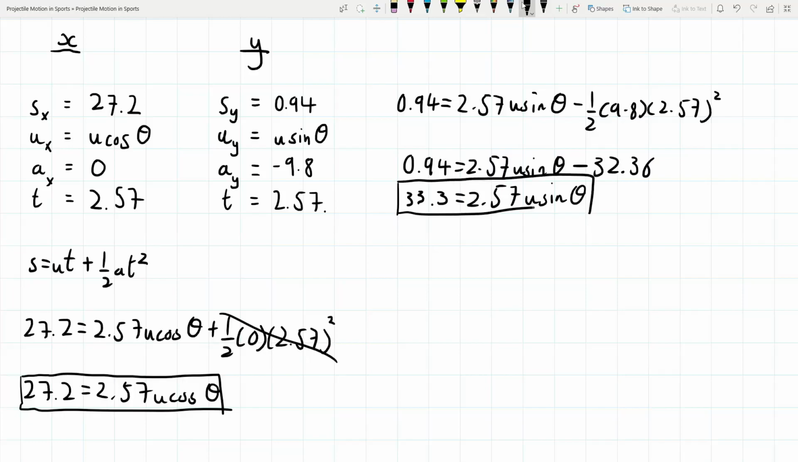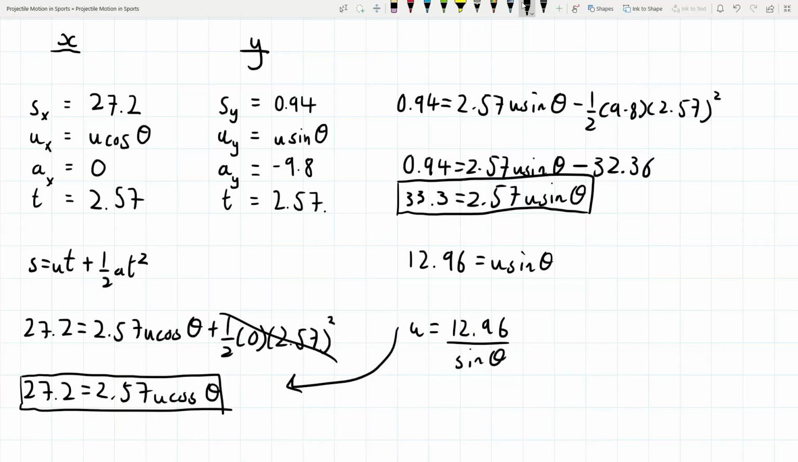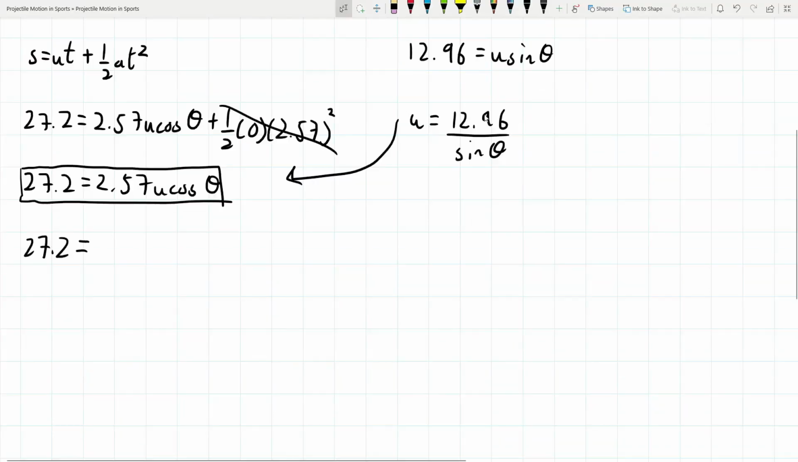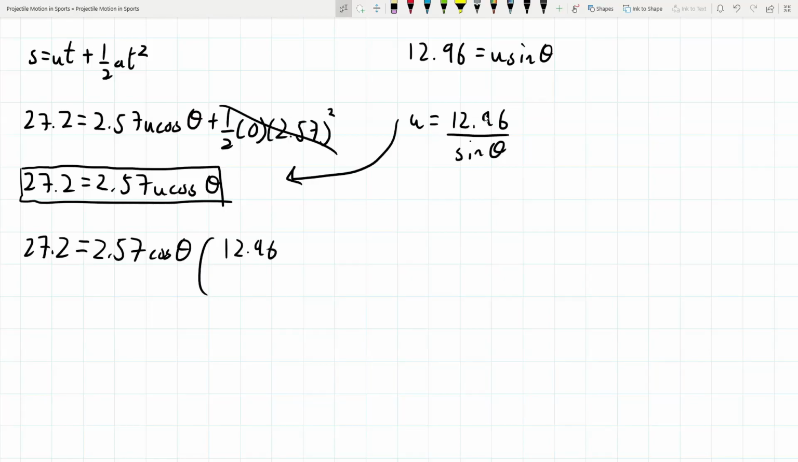Okay, so now I'll isolate u. So we can divide both sides by 2.57, 12.96 to 2 decimal places, equals u sine theta. Divide both sides by sine theta, we get that u equals 12.96 over sine theta. So we can plug that into this equation, and we get 27.2 equals 2.57 cos theta times u, which is going to be 12.96 over sine theta.